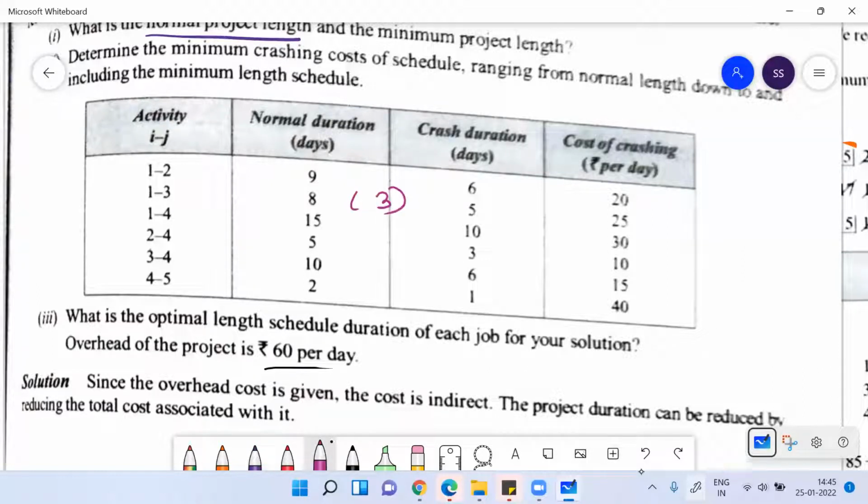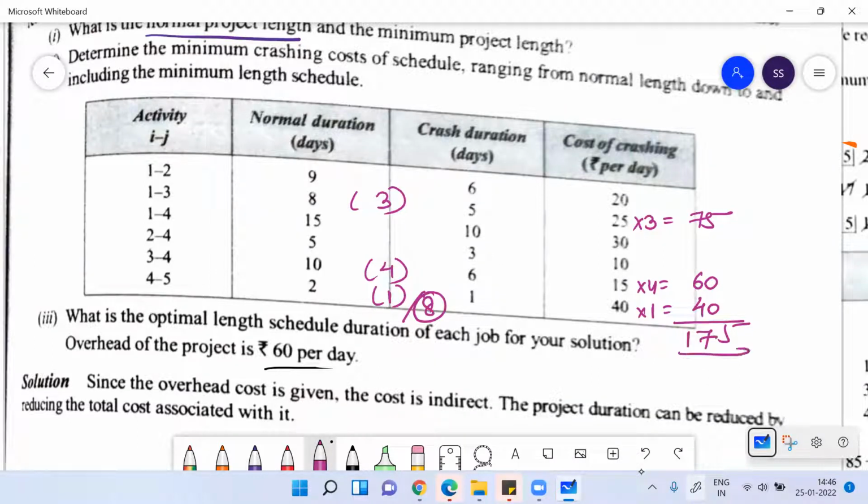Then 3 to 4 was 4 days, and this was 1 day. So maximum 8 days I can crash it. And by that, the extra I need to pay would be 25 into 3, that will be 75, and 15 into 4, that will be 60, and 40 for the 1 day. So this is 175 rupees extra I need to pay, and I can reduce the critical duration. Critical duration here was 20 days. I can make it 12 days. That much I can do. You're getting me?